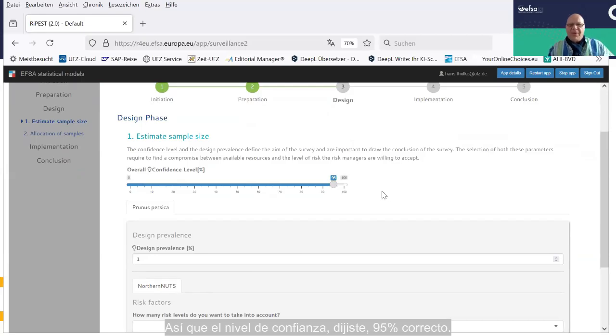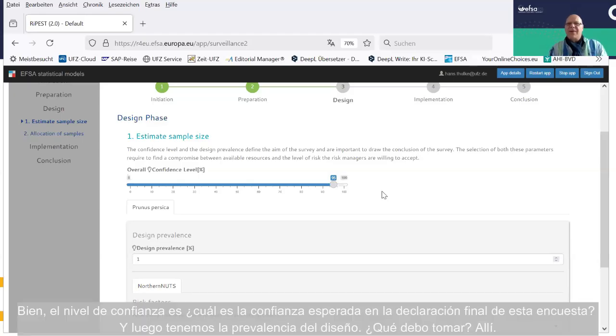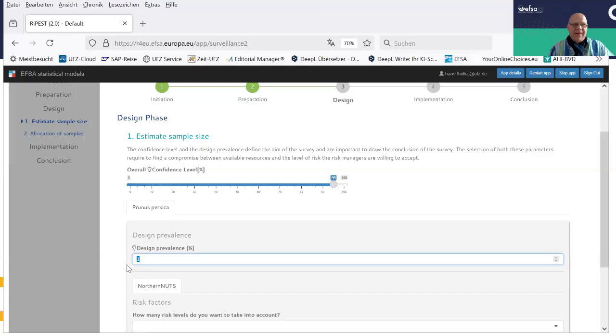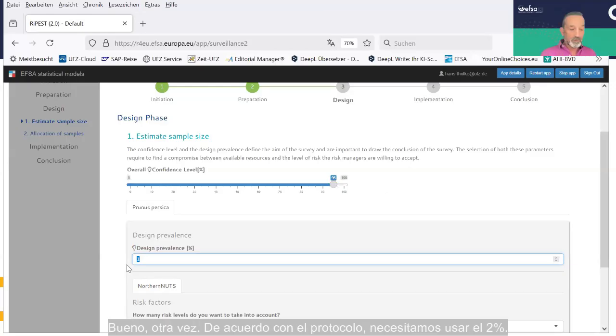So the confidence level, you said 95%, right? Yes. That's according to regulations. Okay, the confidence level is the expected confidence in the final statement of the survey. And then we have the design prevalence. What should I take there? Well, again, according to the protocol, we need to use 2%.